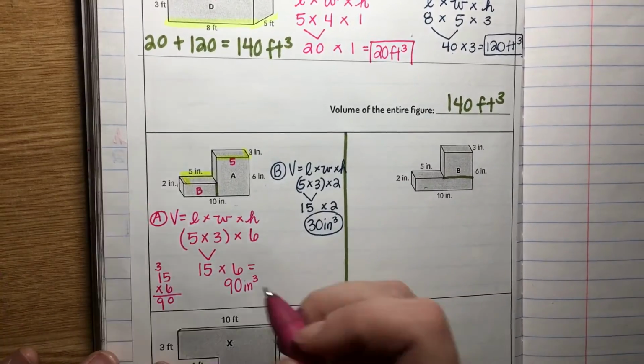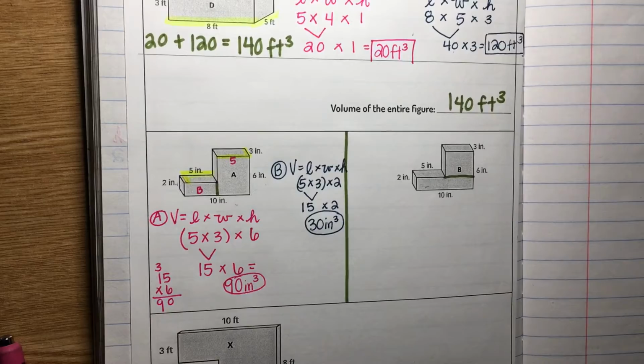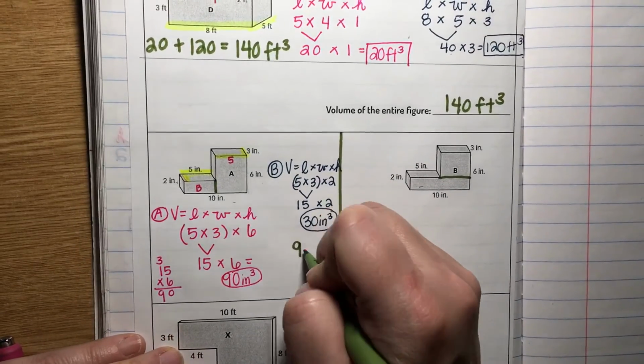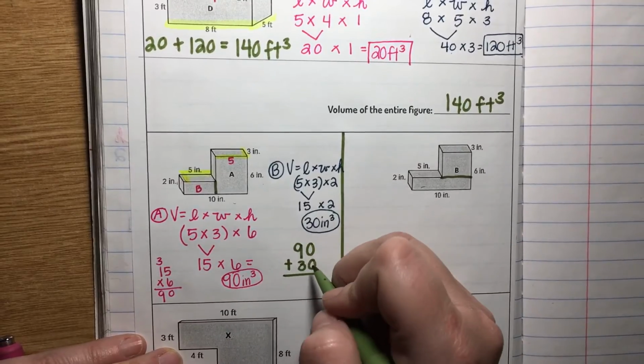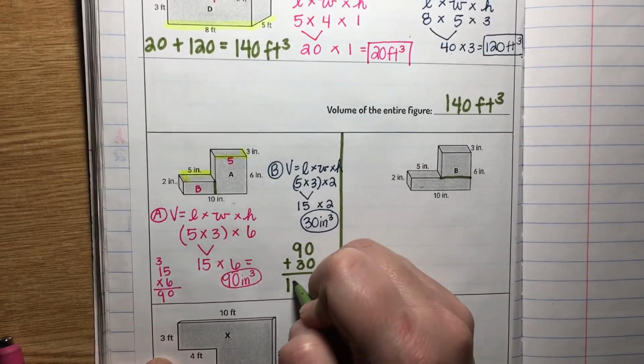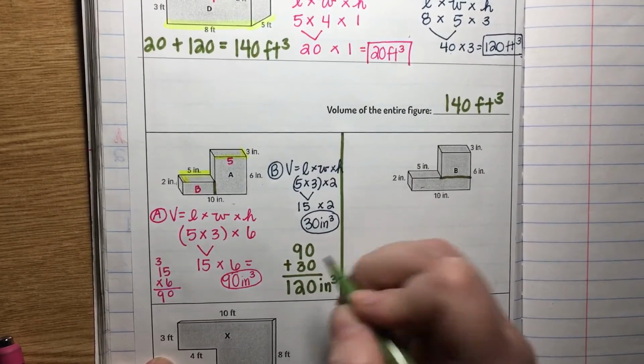So now I'm ready to add these two different volumes together. So 90 plus 30 gives me 120 inches cubed.